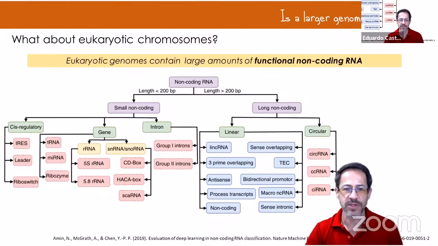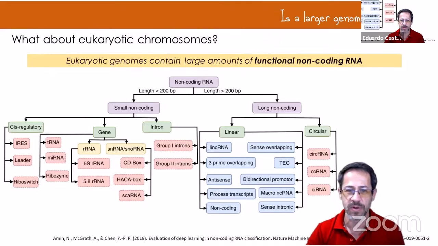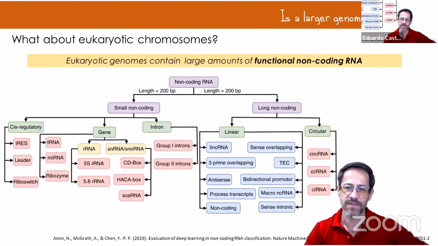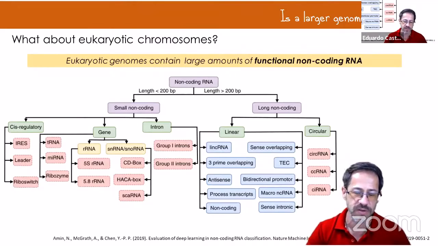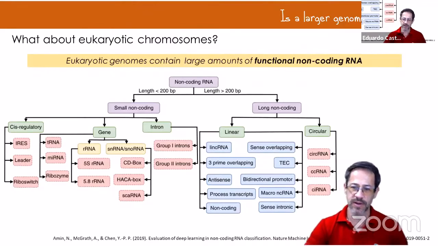So there are regions in the genome that are converted into RNAs, but those RNAs are not used to produce proteins, but they stay as RNAs, and they can be classified as small or long non-coding RNAs. And they play a very important role in regulating the function of the protein coding genes. So these are called regulatory RNAs.